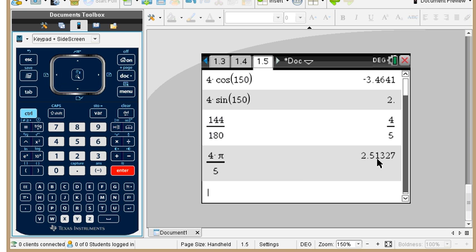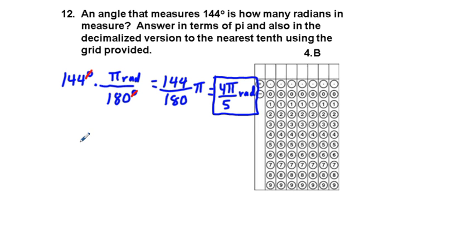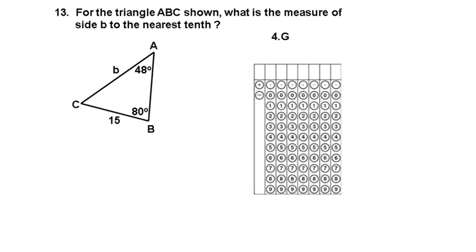So about 2.51. So we go here, 2.51, and it says to the nearest tenth. So that would be the first decimal place. We'll say 2.5 radians. So in our grid we put in 2.5. So we bubble in that 2, and then we have 0.5. Again, in your test, you're going to have mostly multiple choice.